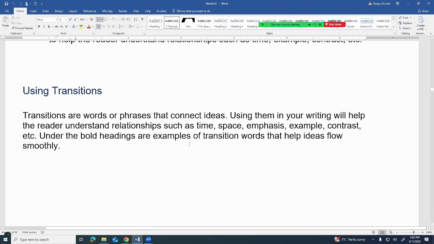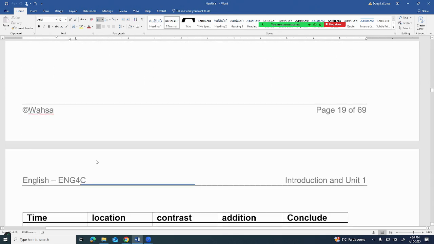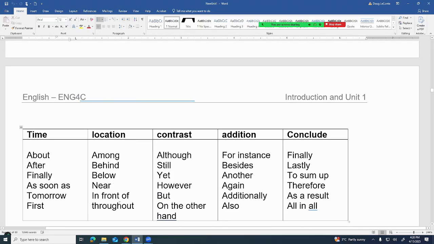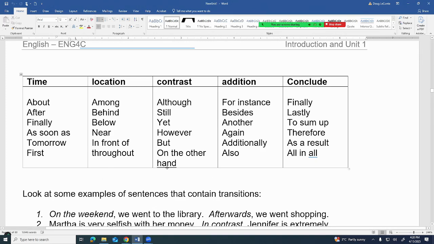Transitions are words or phrases that connect ideas. Using them in your writing will help the reader understand relationships such as time, space, emphasis, example, contrast, etc. Under the bold headings are reasons or examples of transition words that help ideas flow smoothly. Now, these are only some of the transitions. There are tons of transitions out there. Some are more complex and some more advanced and some are more specific to certain subject areas.